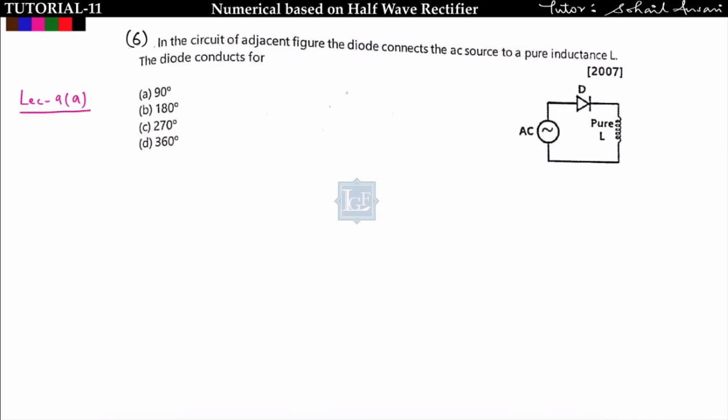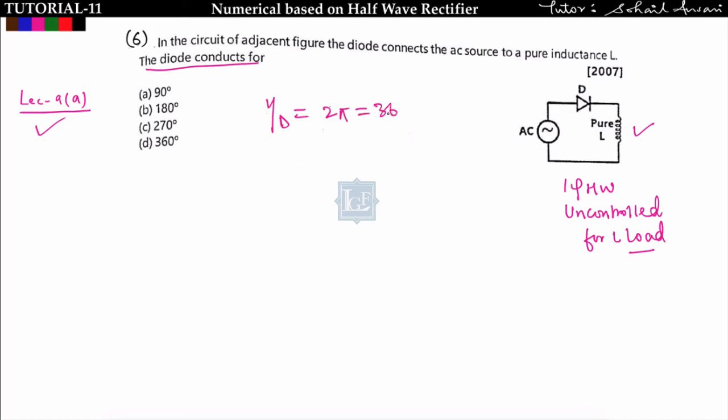Okay. Now let us move to the sixth question. In the circuit of the adjacent figure, the diode connects the AC source to a purely inductive load. The purely inductive load means this is a single phase half wave uncontrolled rectifier for L load, and the concept has been discussed in lecture number 9a. We have to find the conduction angle of the diode. The conduction angle of the diode in a single phase half wave uncontrolled rectifier for L load is 2 pi, that is 360 degree, so option D is correct.